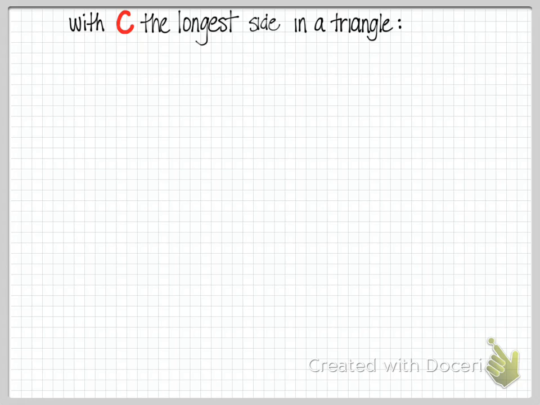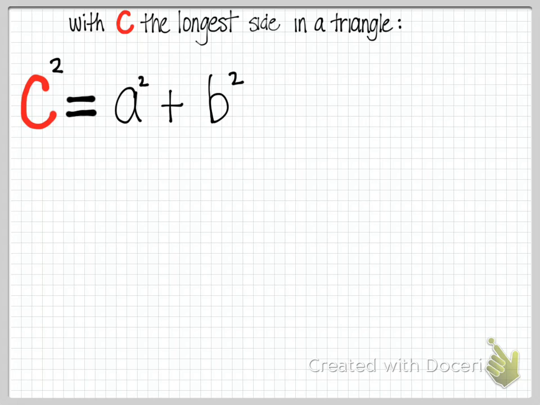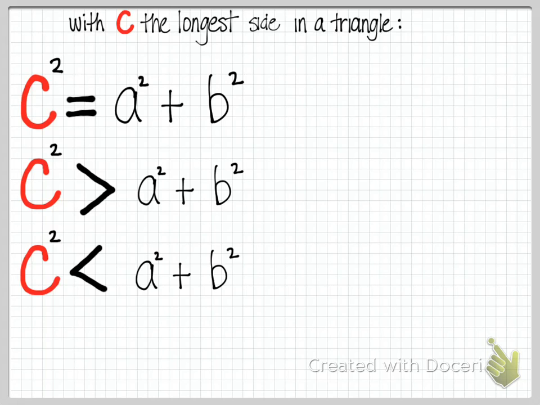So we can put this all together with just one quick little statement here. With C, the longest side in a triangle, we're going to either have C squared equals A squared plus B squared, or we're going to have C squared is greater than A squared plus B squared, or the last case where C squared is going to be less than A squared plus B squared.